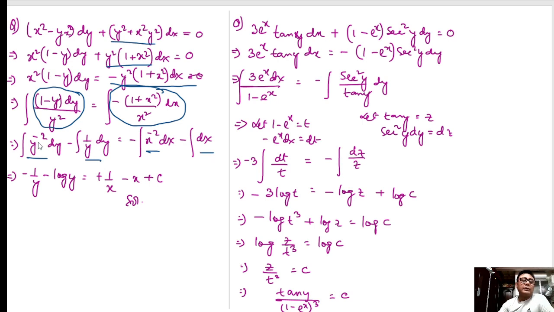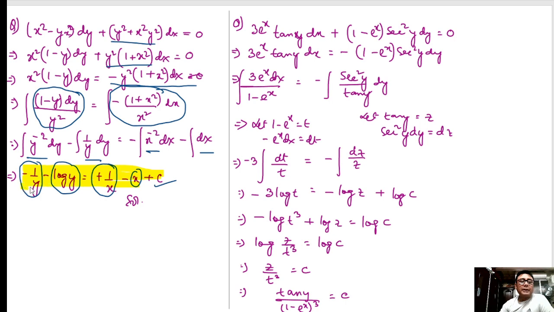Okay, so now this can be broken and written like this. So integration of y to the power minus 1 minus 2 is this, and this is log y. This is minus 1 by x, already there is a minus, and this is minus x plus c. So this is our solution of the equation.